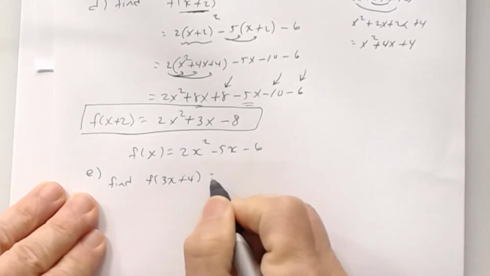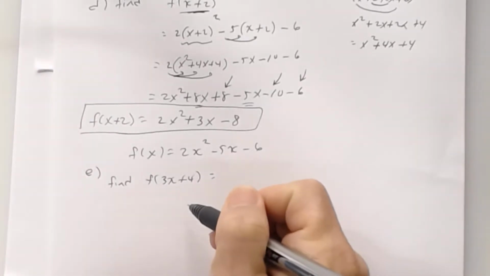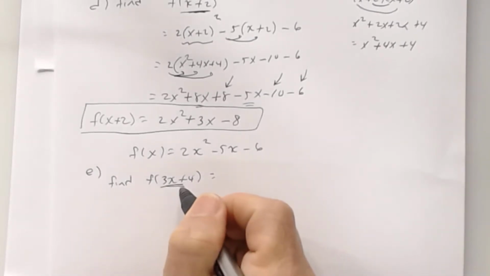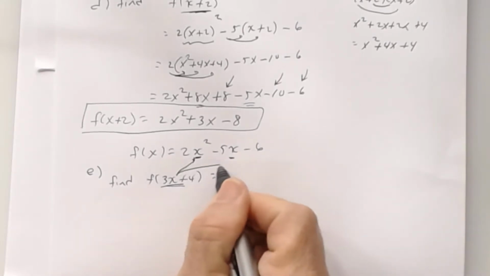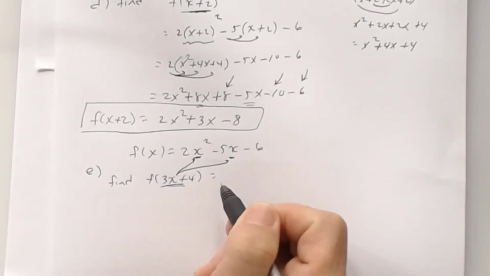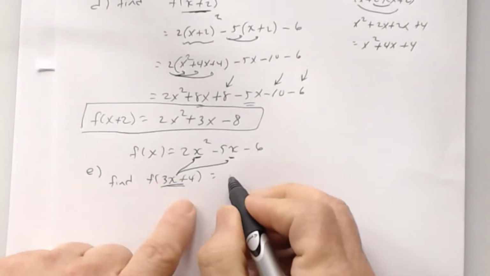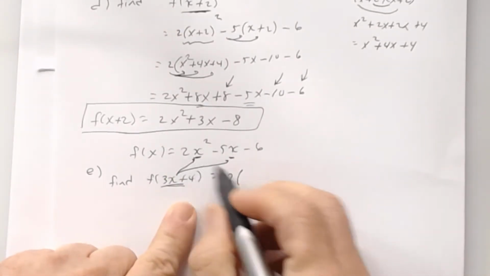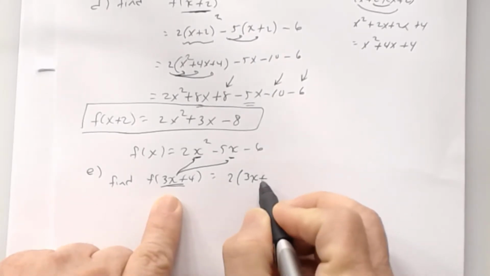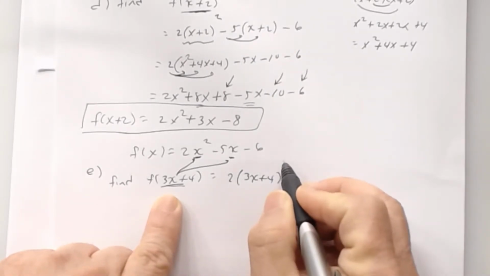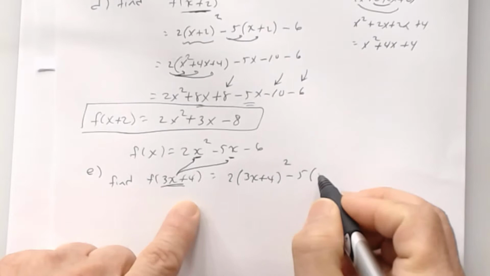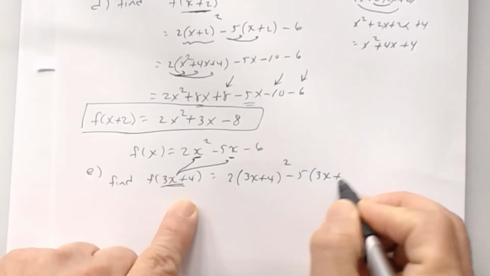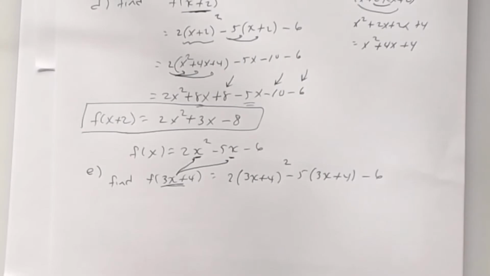Okay. So what am I going to be substituting? 3x plus 4. Wherever you see the variable x, I see it here and here, I'm going to be substituting 3x plus 4. So I'm going to get 2 times in parentheses, what do I substitute? 3x plus 4. But what am I doing to that 3x plus 4? Squaring it, because that's what that says. Minus 5 times x, what do I substitute? 3x plus 4, and then minus 6. So it does help if you underline things and draw arrows.